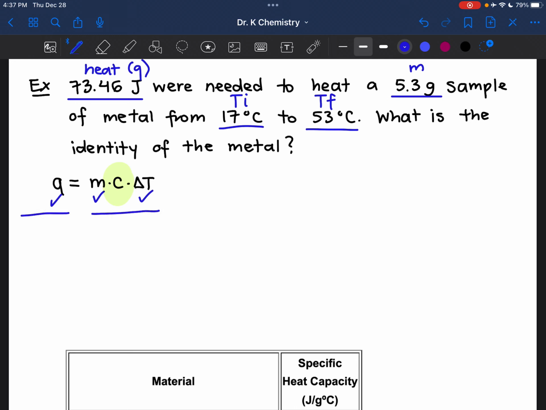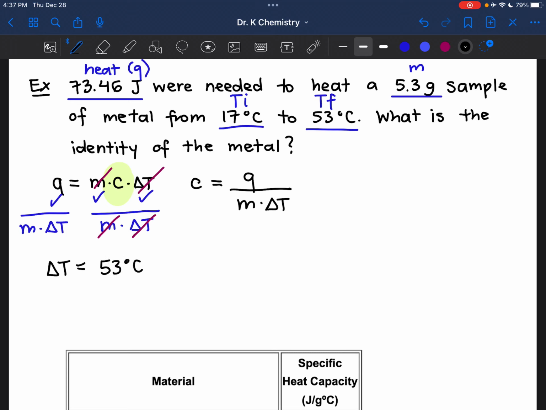So I'm going to divide both sides of this equation by m and delta T so that those can cancel out. So on this side of the equation, they cancel, and we are left with c is equal to Q divided by m delta T. Now I'm going to calculate the change in temperature. So the final temperature is 53 degrees Celsius, and the starting temperature is 17 degrees Celsius. So I'm going to subtract those two values, and that gives me 36 degrees Celsius.